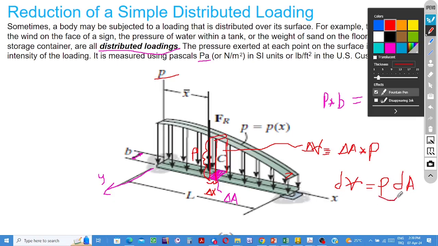Actually, this term is the magnitude of the load being applied onto that part of the contact surface. This is the force applied onto the object at its contact surface. But this term, you see, is also the volume under the load curve.